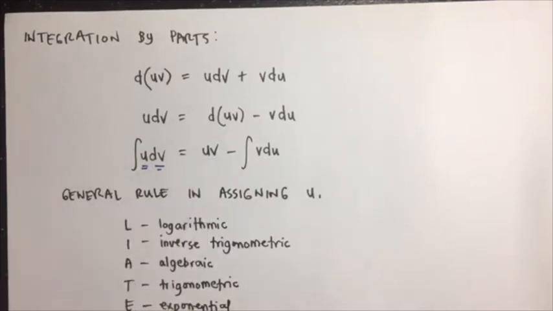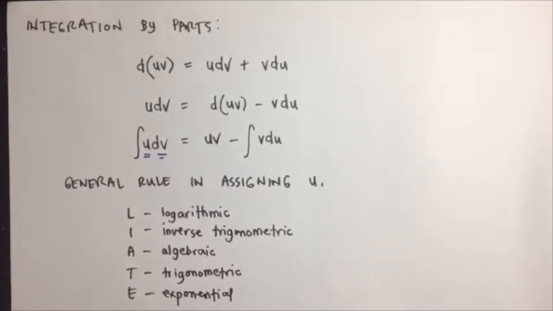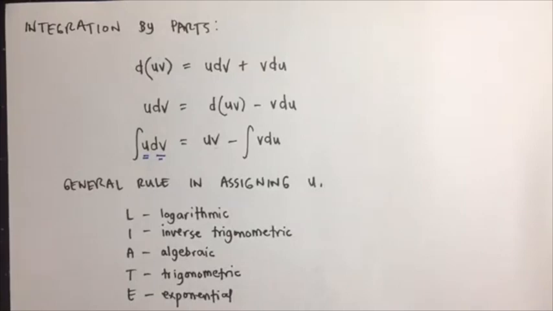But how do we identify which part would be our u and which part would be our dv in the integrand? We can be guided by the general rule in assigning u whenever we use integration by parts. All we have to remember is this acronym, LIATE, however you want to pronounce it, as long as it's in order. L stands for logarithmic, I stands for inverse trigonometric, A algebraic, T trigonometric, and E is for exponential. It's in decreasing order.